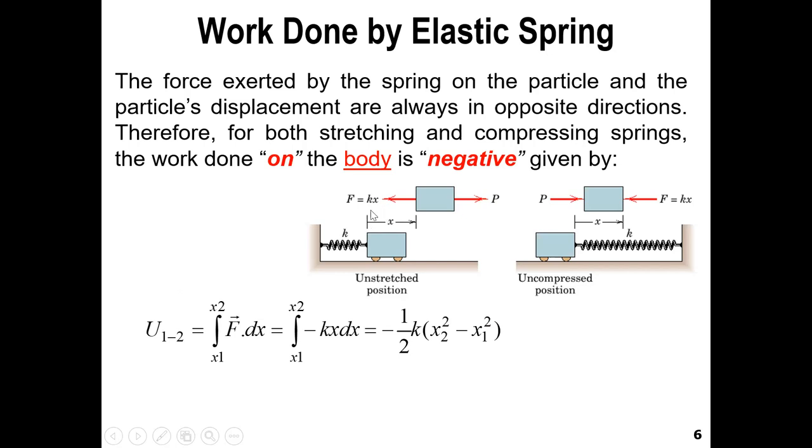We talked about this in the previous chapter, and you know it from even your high school maybe. So kx is the force, dx is the displacement. The negative sign comes because they're opposing each other, right? Then you take this integral, you get half k (x2 squared minus x1 squared). And that's easy to do, right?